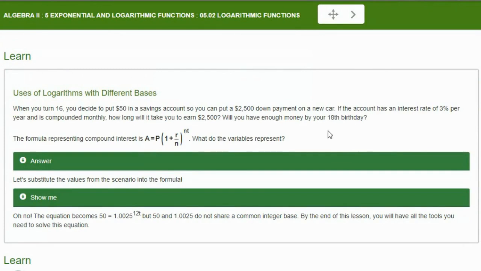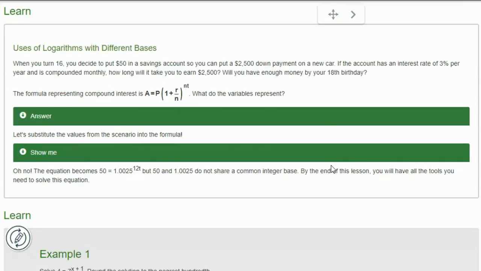Uses of logarithms with different bases. Okay, this is a good sample problem, an example problem we're going to work. We looked at this in the last lesson, but in a different way. We looked at something similar when we were talking about money and exponentials.